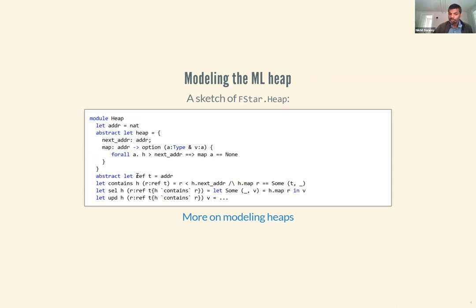Okay, good. Thank you. Likewise, I'm going to say references have a model that is just a natural number, but I'm going to tag it as abstract so that you can't do things like address arithmetic. Okay?